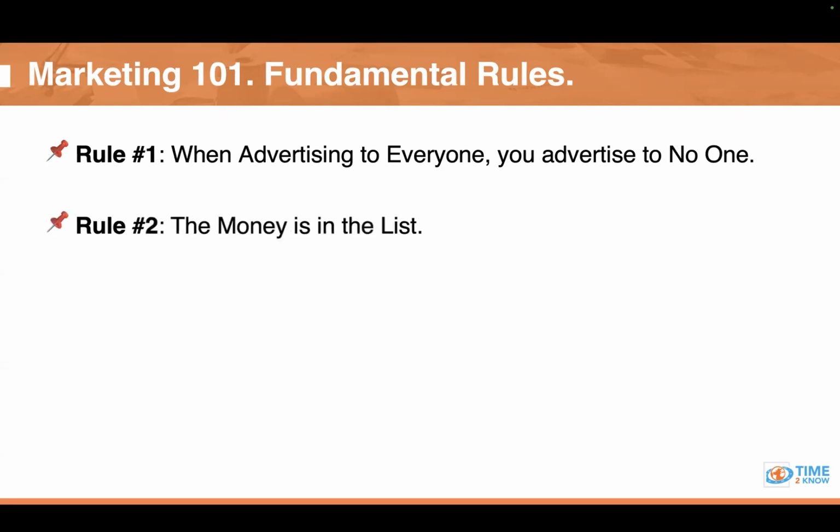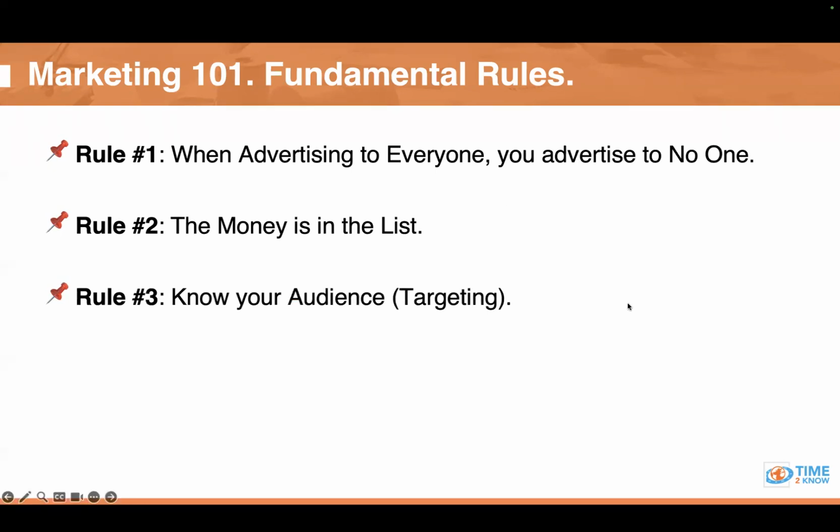Rule number 2, the money is in the list. Here, list means the list of people, the list of contacts that you're collecting throughout your journey as a marketer to inspire, engage, and convert the audience. And we will talk about the list further on. Rule number 3, know your audience. And this is the moment when you start targeting your audience with very dedicated advertisements towards their interests, their niche, their hobbies, their beliefs.